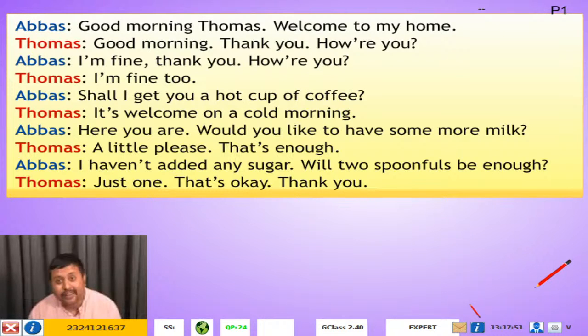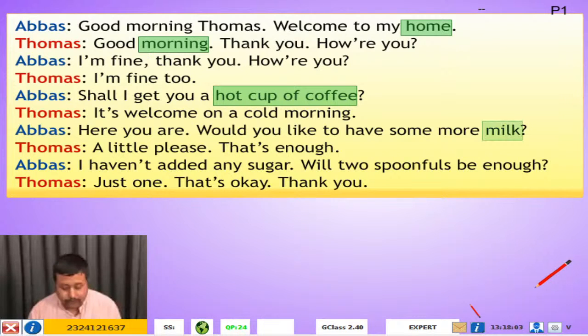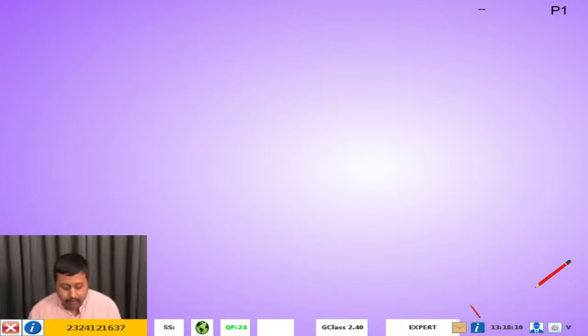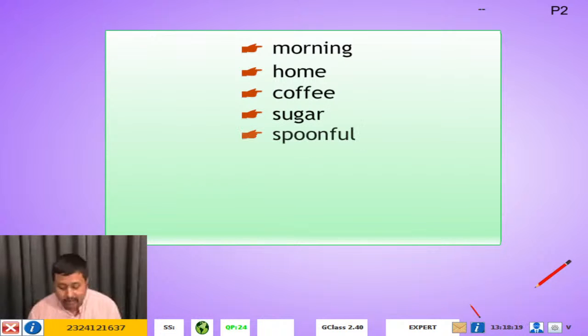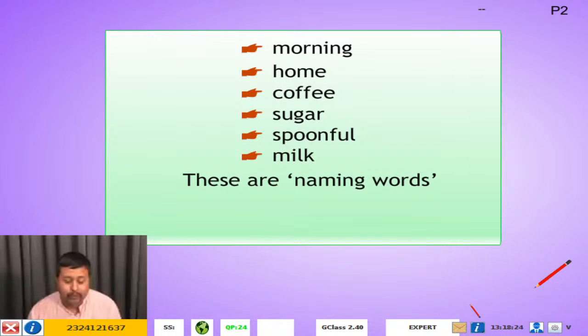Now what is in it? Here we have some special words. What's that? Home, morning, hot cup of coffee, milk, sugar, spoonful, right? So the first word was morning, home, coffee, sugar, spoonful, milk. So what are these?